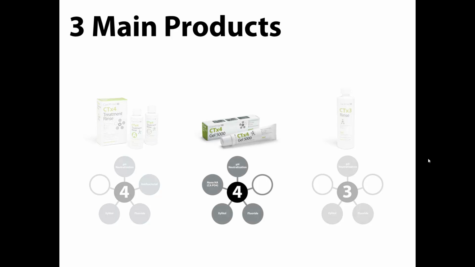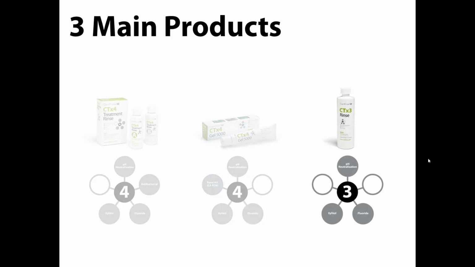Next is the CTX4 Gel 5000. It also has 4 out of the 5 necessary components, which you can see highlighted on the screen. However, the difference is that this does not contain the antibacterial component. Instead, it contains nanohydroxyapatite, a form of calcium and phosphate for remin support. The gel is included in each kit, which we will cover in just a moment, and is used as a toothpaste replacement.